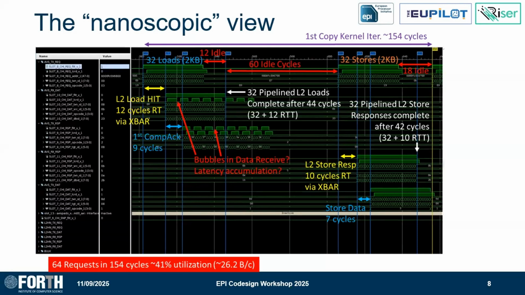So this is what we can call the nanoscopic view, right? Jesus was presenting the microscopic view with Paraver traces. And after the microscopic view, we have to go to the nanoscopic view with the cycles and see what's happening. So we did this for what you would trivially call a stream copy kernel, but we found that if you're not careful, you lose things here and there and get to 40% utilization instead of, I don't know, 95.